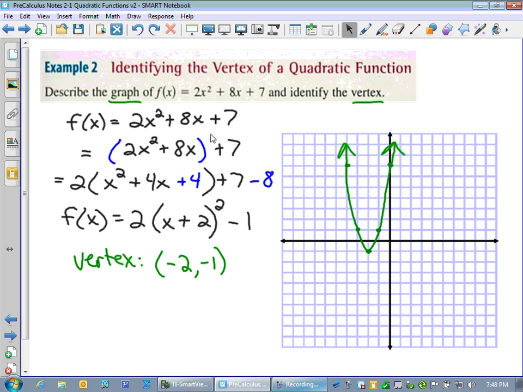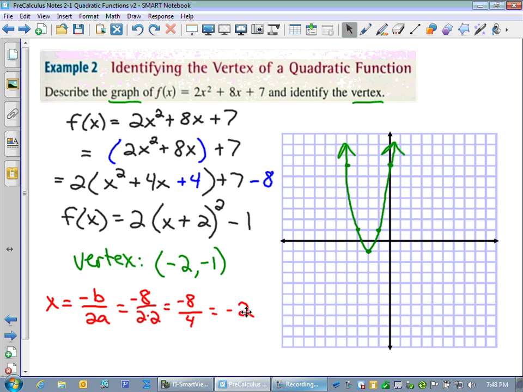Now, we did that by completing the square. We could have also done that by using the shortcut formula. So let's actually take a look at that one. Using the shortcut formula, I would have simply used the fact that x equals negative b over 2a, where b is 8 and a is 2. So substituting in those values, I get negative 8 over 2 times 2, which is negative 8 over 4, which is negative 2. So the x value of the vertex is negative 2, which agrees with what we had here.